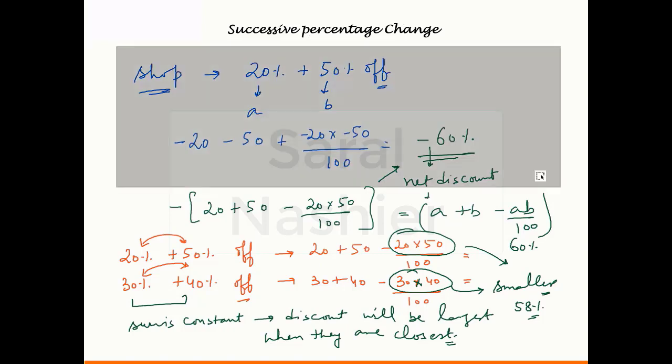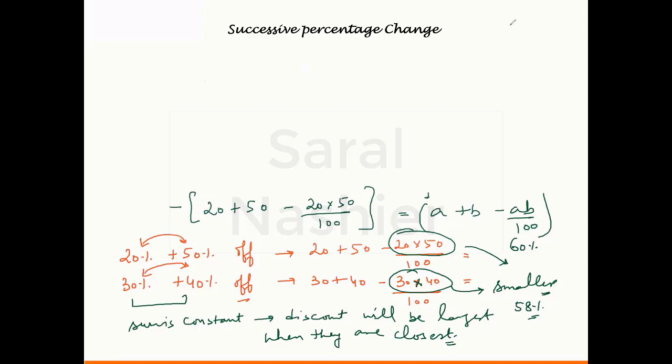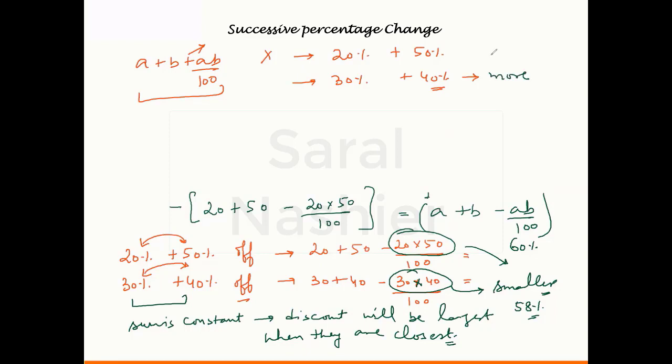I hope you have understood this point. And if you have understood this point, we can use it in one another case. This was a case of successive discount, but in case of successive increase, it is A plus B plus AB by 100. Then you have a plus sign. So if a value, let's say X, is increased by 20% and 50% successively, or it is increased by 30% and 40% successively, which one would give you more increase this time? This time I will say that this value is going to give you more increase, and this value is going to give you lesser increase.